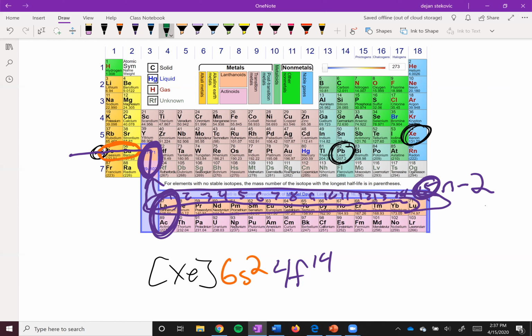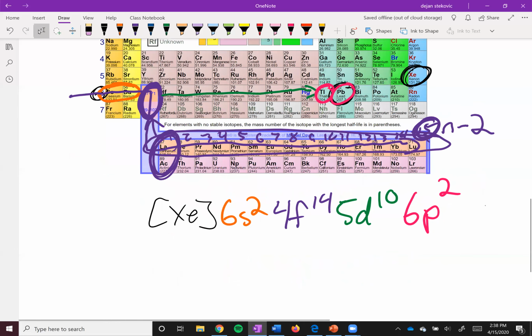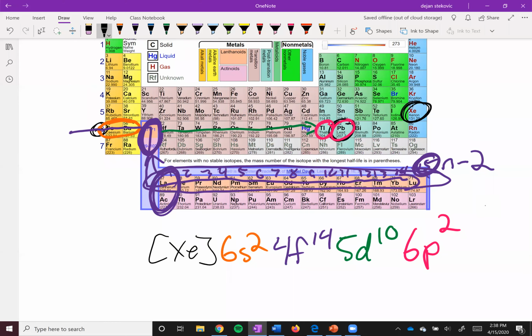Now that we're done with that, we can continue going right. We've got our d orbitals next. So n minus 1, and we're at 6, so this is 5d10. Again, the counting is going to be a little bit funky down here depending on which periodic table you're using. And then finally we go to lead. We're back at 6, 6p1, 6p2. So there's the electron configuration for lead, Pb.